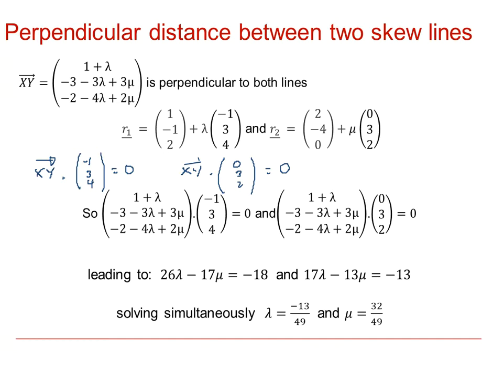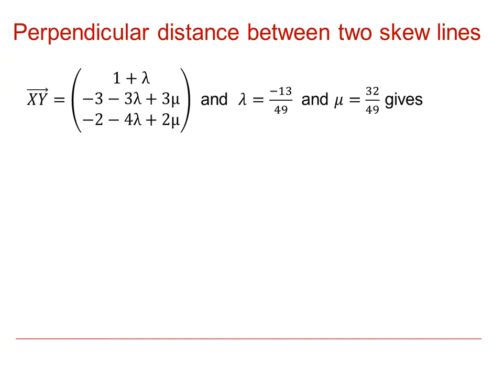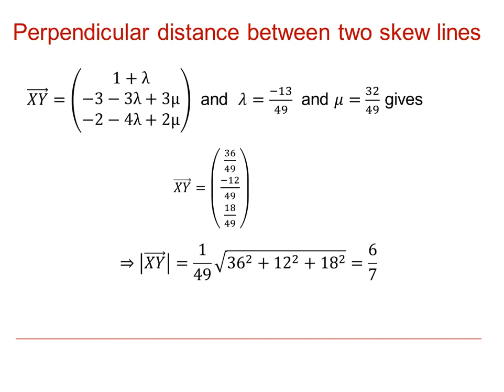Well, these values of lambda and mu we can now substitute into our expression for XY. So there we have XY, and we're going to substitute lambda is minus 13 over 49 and mu 32 over 49. If you do that, we find that XY is given by this expression, and then the usual method for finding the magnitude of this, of course, is to use Pythagoras' theorem, and so that gives us the following, which gives a value of 6 over 7 for the magnitude of XY.